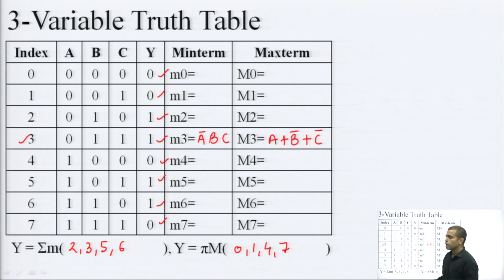So, with this we come to the end of this lecture. We can write minterms and maxterms for any variable truth table.